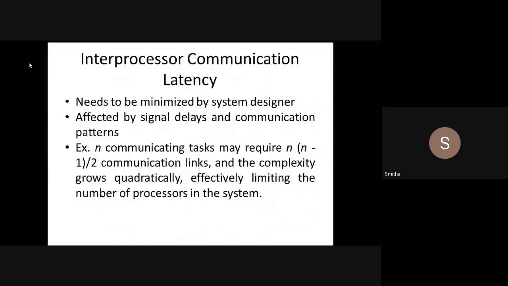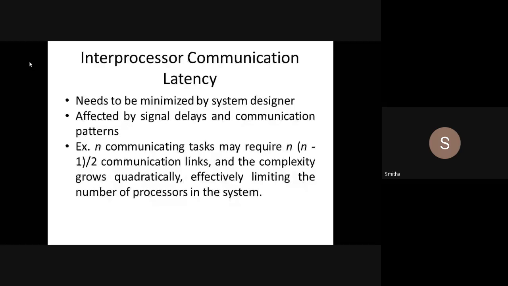Next, inter-processor communication latency needs to be minimized by system designers. So the one who can take care of this inter-processor communication latency is the system designer. While designing the system, they have to see that there will be less inter-processor communication latency. It is affected by signal delays and communication patterns.